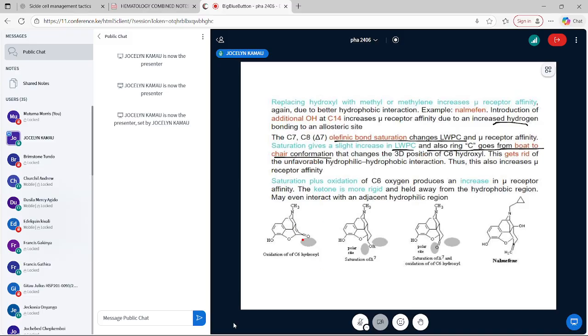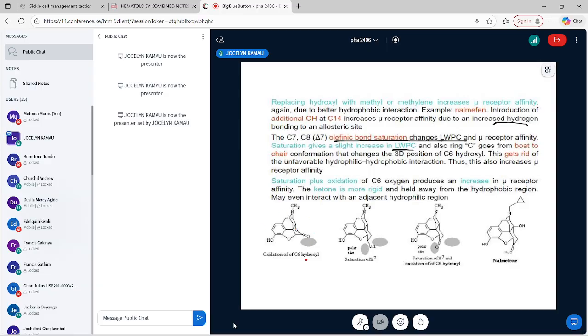That is what you see. This is a boat conformation there. That is a chair conformation. The chair conformation is once you do saturation. That changes the 3D position of the 6-hydroxyl group. This gets rid of the unfavorable hydrophobic hydrophilic interactions. If you look at this molecule here, this is our morphine. No, it has the double bond there. So this is not dihydro, this is morphone. This is our structure, morphone. It has the double bond and it has the ketone there.